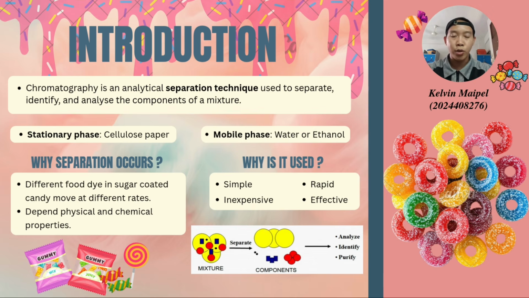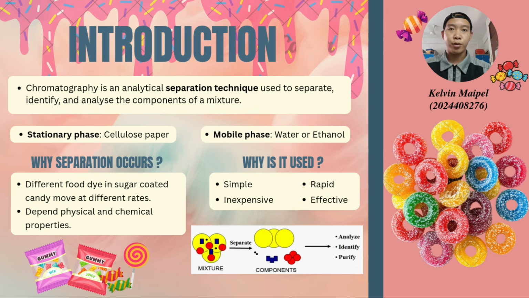In our topic, we use paper chromatography, where the stationary phase is cellulose paper, while the mobile phase is a solvent, such as water or ethanol. The separation occurs because different food dyes in sugar-coated candy interact differently with the stationary and mobile phase. As the solvent moves up the paper by capillary action, each food dye travels at a different rate depending on its physical and chemical properties such as solubility and affinity for the paper. This causes the mixture to separate into individual colored bands.